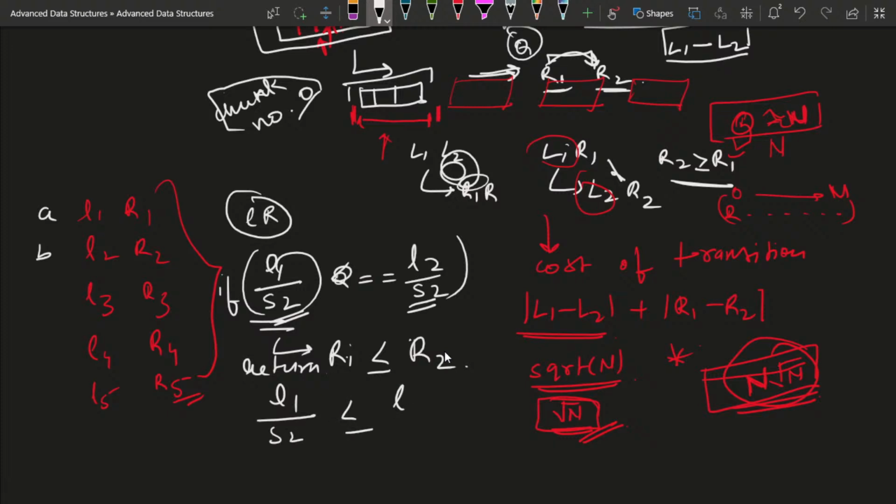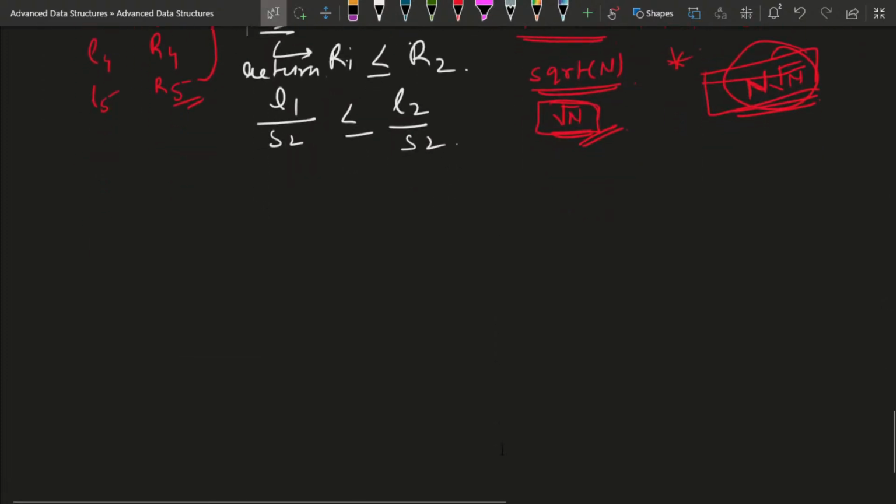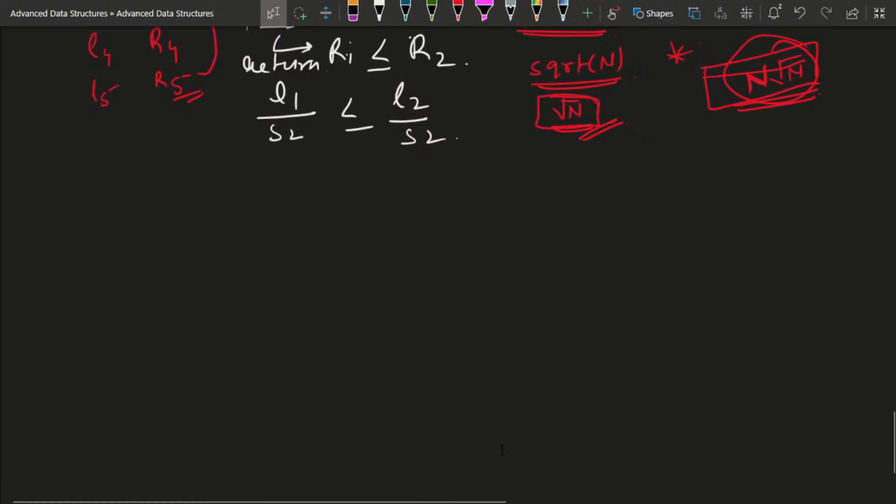Any doubts in the sorting logic? Anyone in the comment section? For each query we are dividing the left hand into some number of blocks, and first we are sorting on the basis of the block number of the left limit, and if the block number of the left limit is the same, then we are going to sort on the basis of the right hand. Anyone having any doubts, please mention in the comment section.